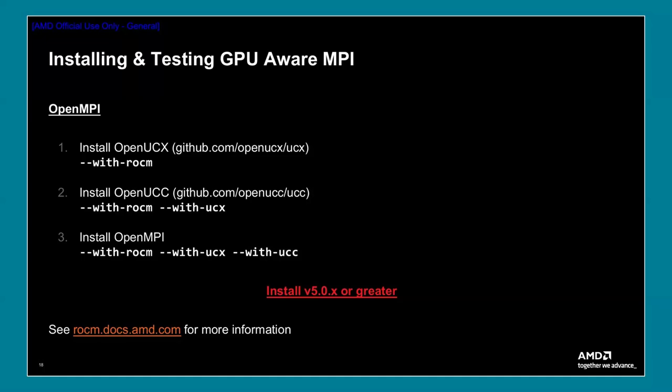And while there is support for AMD GPU-aware MPI in OpenMPI version 4, I think it's 4.5, it's not quite complete. Some of the functions, like for querying whether or not you have GPU-aware support, will return false even if you actually do have that support. So definitely just use version 5 or greater. You can check out rocm.docs.amd.com for more information on the installation process.